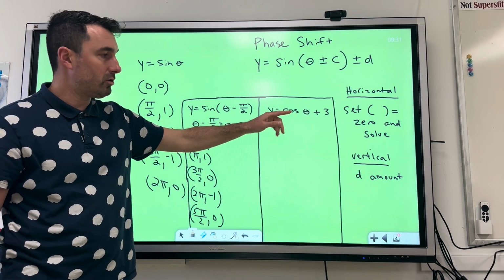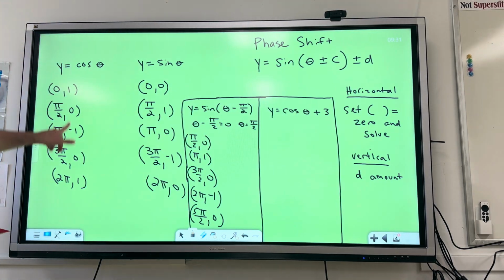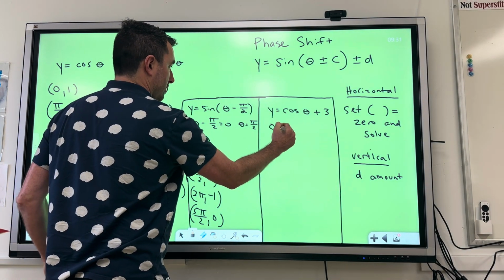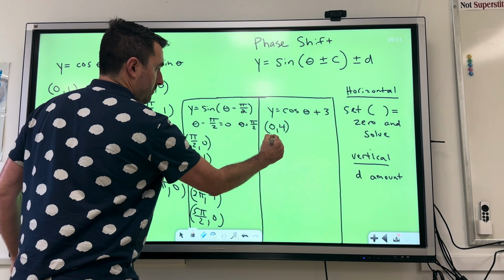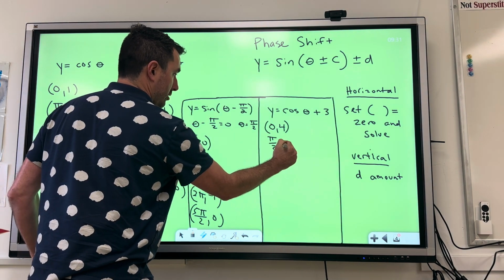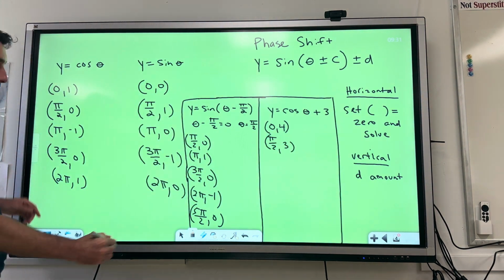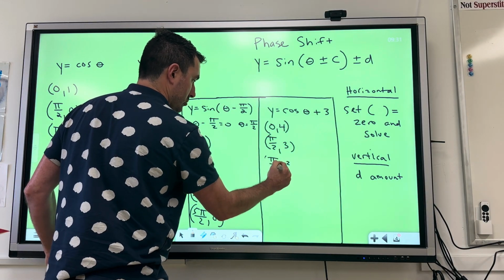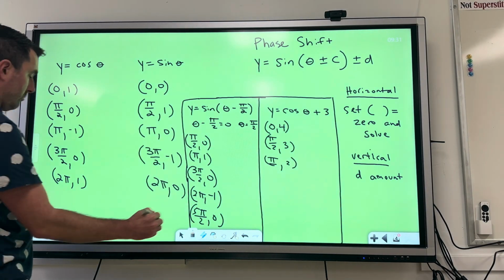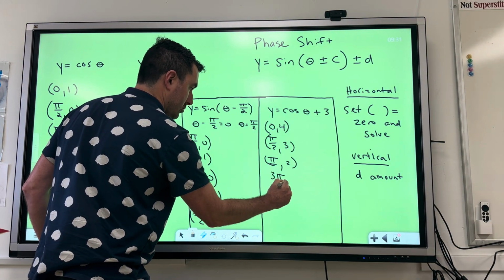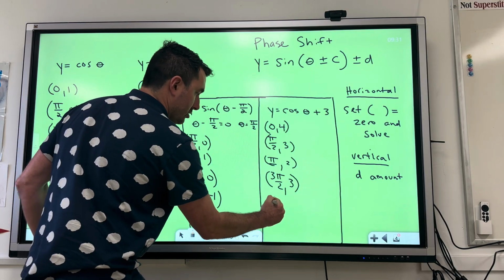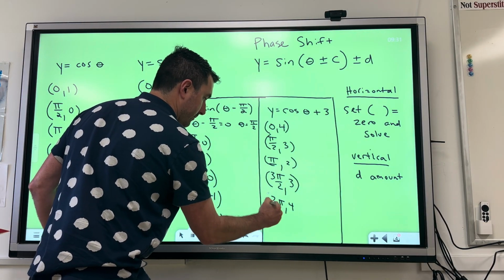For a vertical, that's going to change the y values. We're going to take our cosine and add 3 to all of our y values. So 0, 4, pi over 2, 3, pi, 2, 3 pi over 2, 3, and then finally 2 pi, 4.